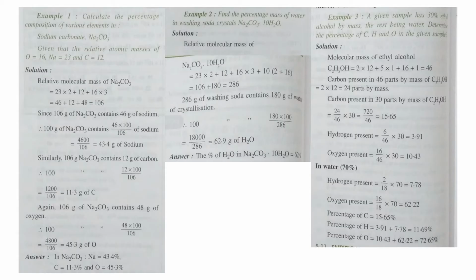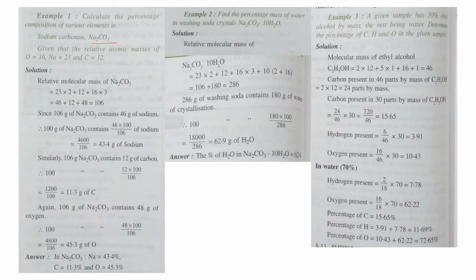Example 1. Calculate the percentage composition of various elements in sodium carbonate. Now this type of numericals you have already done in standard 9. So this is just a revision, you all know about it. Percentage composition of various elements in Na2CO3. That means you have to find out the molecular mass of Na2CO3.